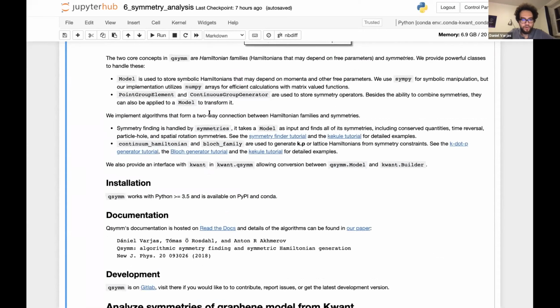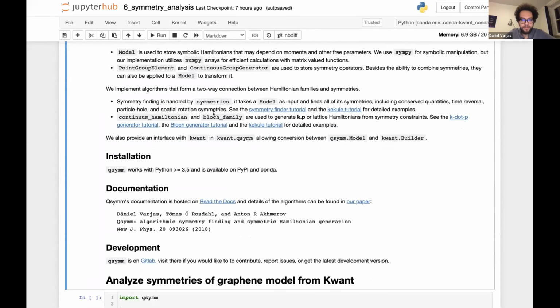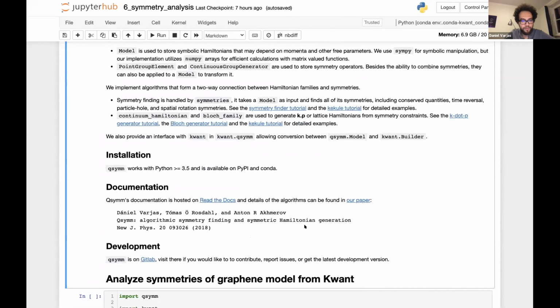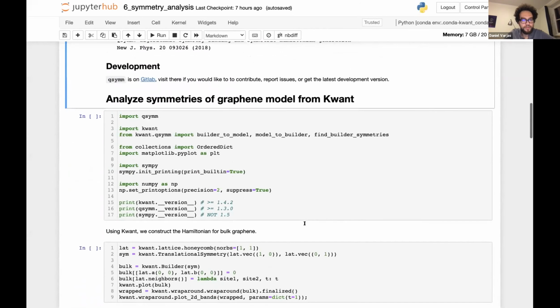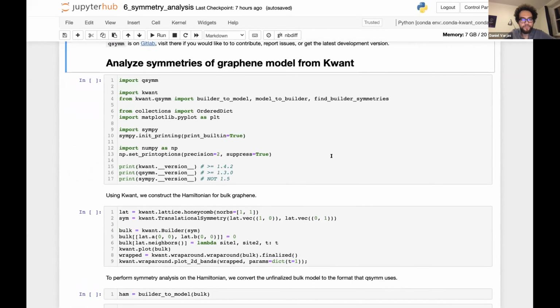Right, so if you want to read more details, you can look at the QSymm read the docs where there are more example notebooks and tutorials. And also, if you are interested in how the algorithms work, you can read our paper. Okay, so let me show a very simple example. We are going to make a model of graphene in Quant and analyze its symmetries.